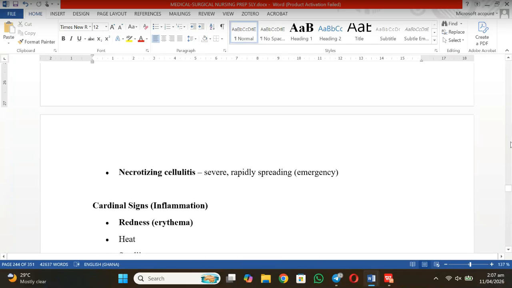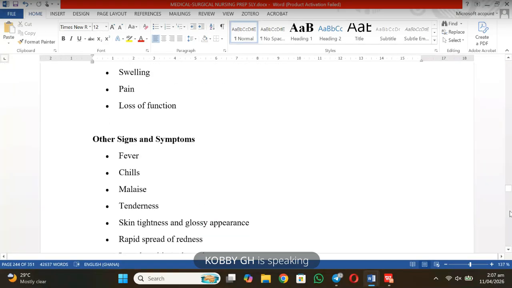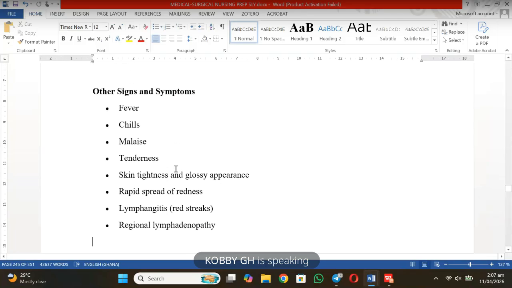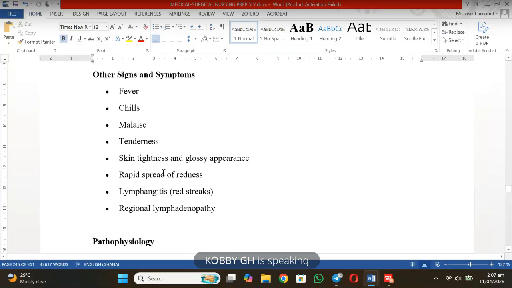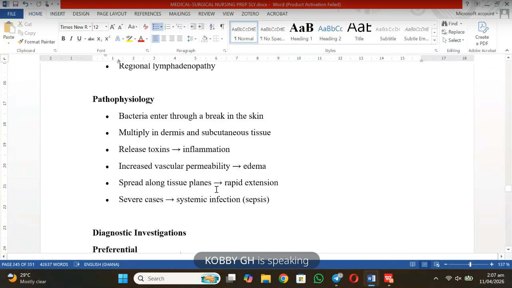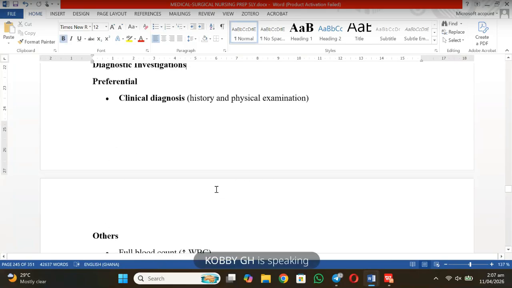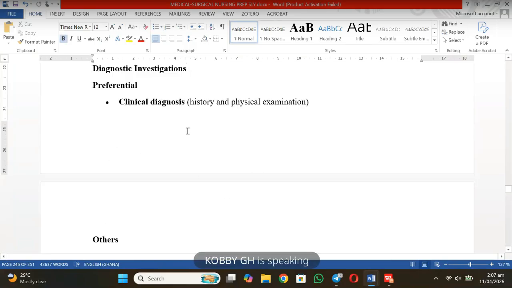Okay, so the cardinal sign still remains the redness and erythema. But apart from that, other systemic signs like fever, chills, tenderness, and rapid spread of the redness may all be present. All right, now let's come to the diagnostic investigations. Now pay attention when it comes to the integumentary system conditions. I'm giving you a certain clue.